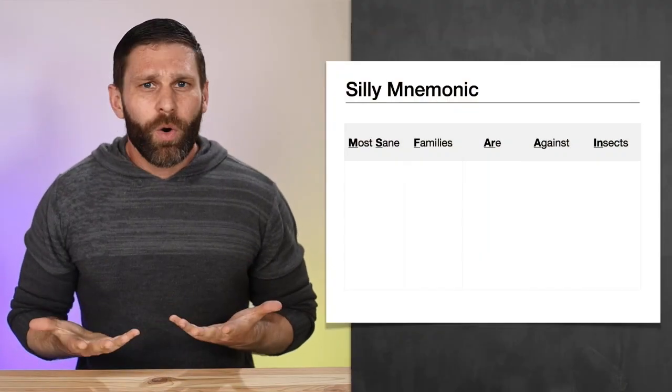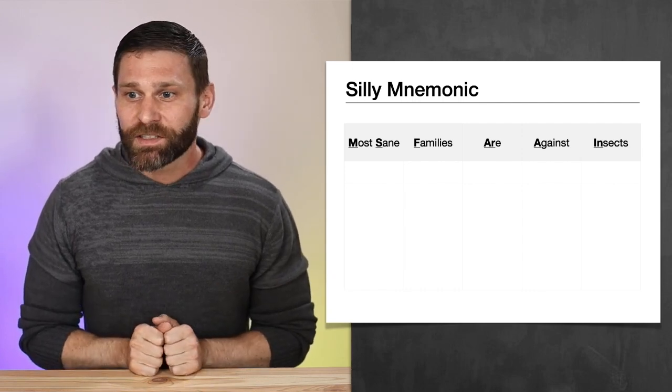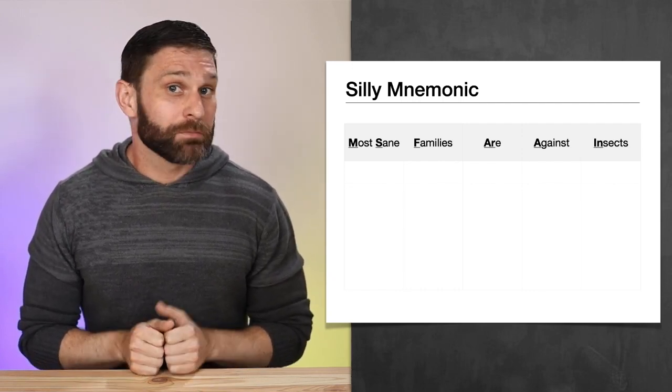Later, I talked to one of my teachers and he was like, yeah, when I was in school, it was most sane families are against incest. But it turns out that wasn't a very nice thing to say. So to make it a little bit more family friendly, they changed incest to insects. So you can do either one. Because when you look at the mnemonic devices for the cranial nerves, they're quite dirty. So this one is at least a little bit nicer. I've also had somebody suggest most sane families are actually insane. I think that's another good one.